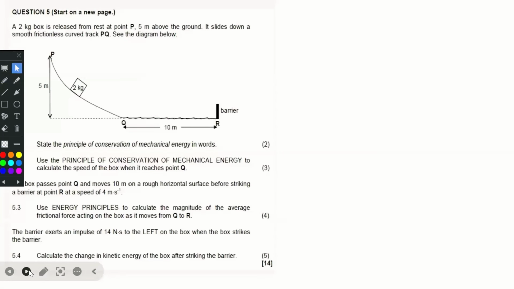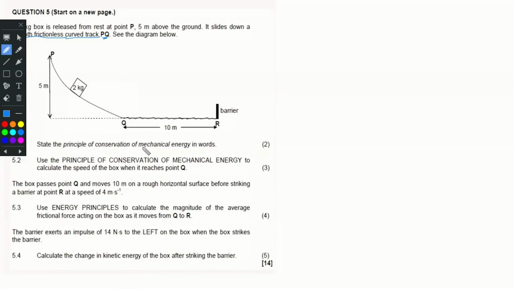Okay, so again, here we see another question. It says a 2 kg box is released from rest at point P, 5 meters above the ground. It slides down a smooth, frictionless surface. Note this, a smooth, frictionless, curved track PQ. So this is smooth. See the diagram below. And then as we can see, it's smooth, but then from Q to R, it's now rough. Now, 5.1 says, state the principle of conservation of mechanical energy.